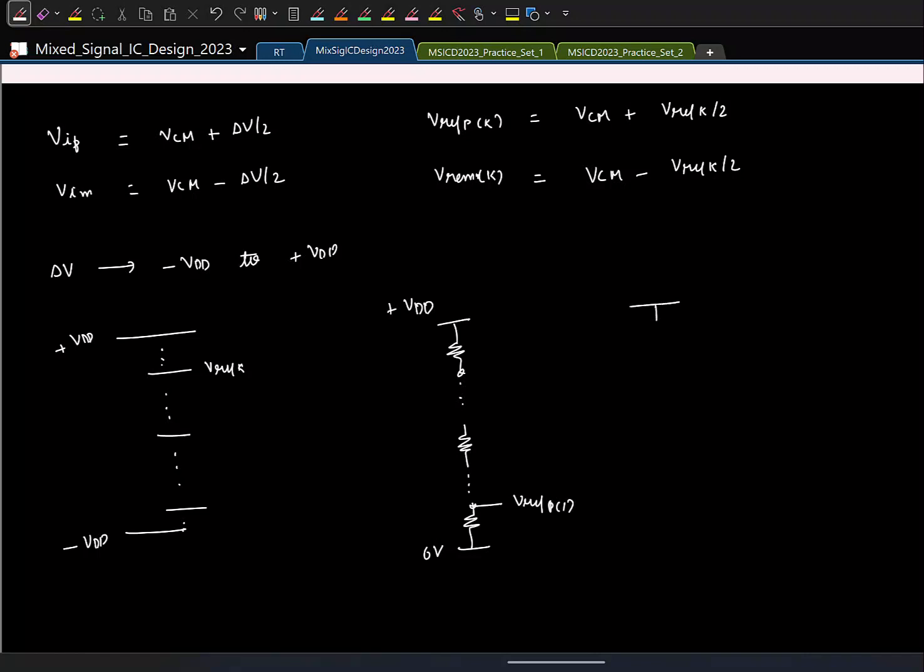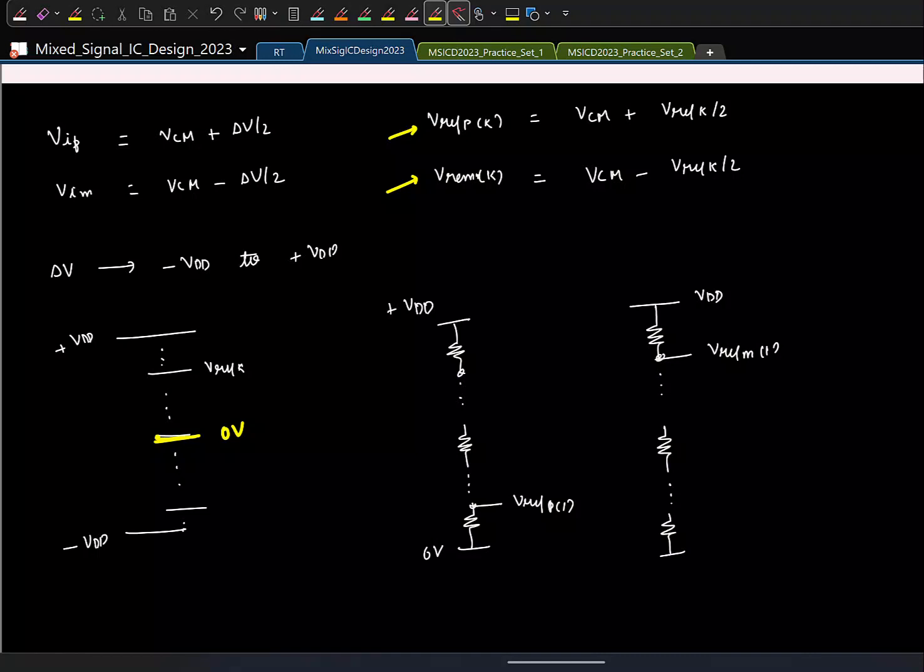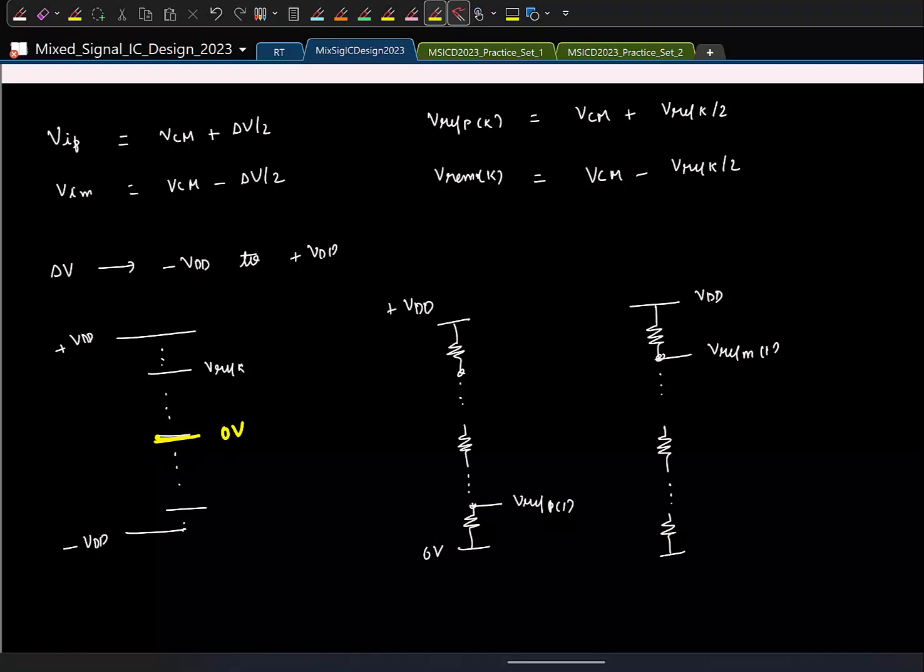Same thing you can do for the other side also, and we saw that for the minus side, this was the first reference. It should also make sense, because if you look at a differential reference voltage of 0, so let us say this is the middle one, which is 0. If the differential reference is 0, what can you say about the individual plus and minus voltages? V ref k is 0. If V ref is 0, what can you say about these two individually?